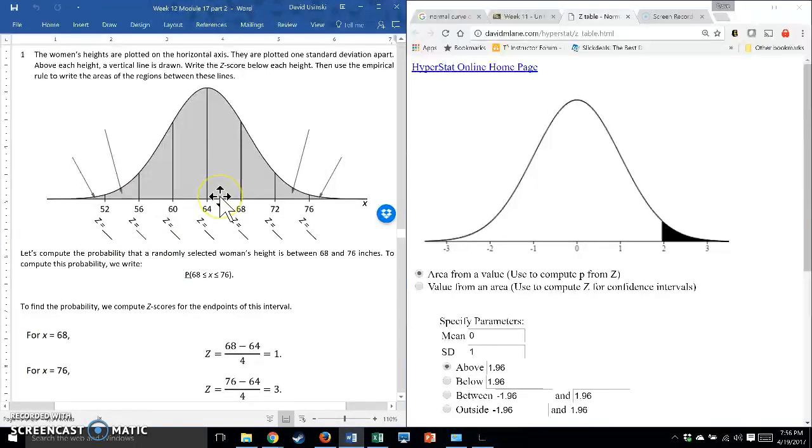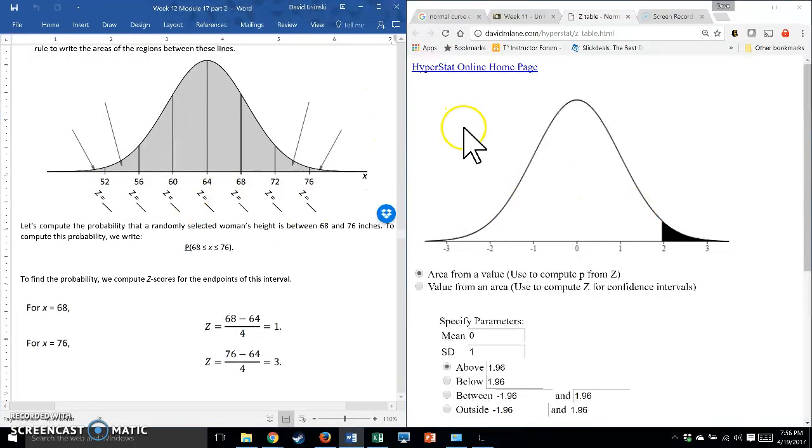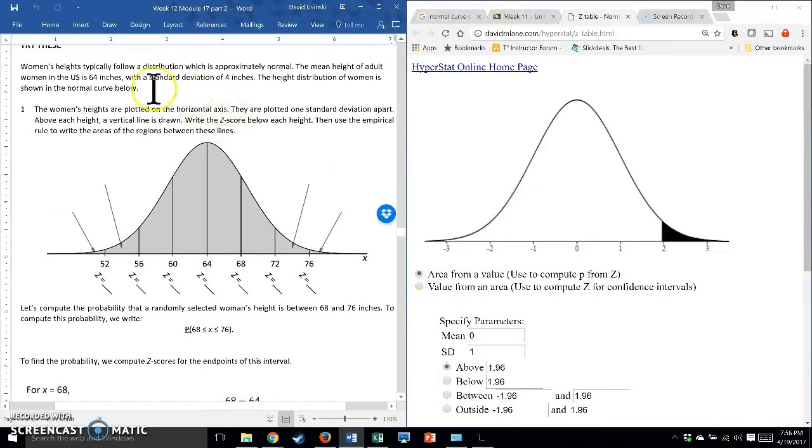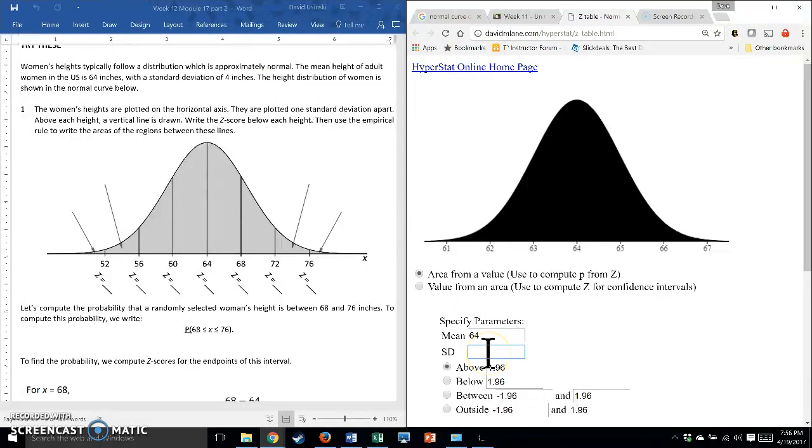Okay, so let's type this in so that it looks similar to what we have over here on the right. To get my numbers to line up, I just have to put in the information listed above, the mean and standard deviation. That goes in these two boxes. As you can see in my picture here, the bottom numbers correspond nicely to the picture on the left. You notice the 64 is in the middle, the 52 is at the end.